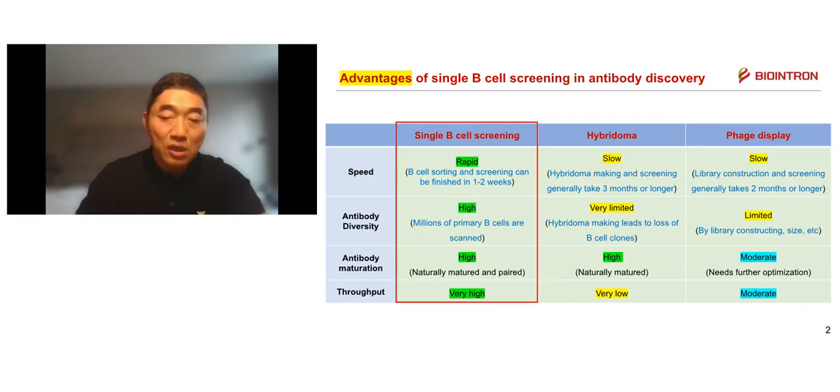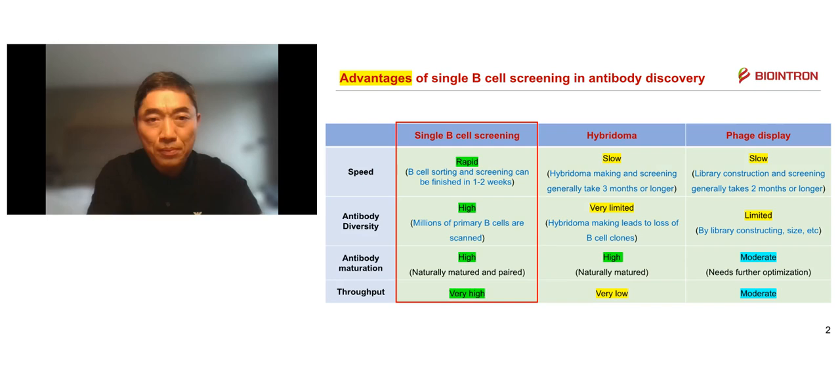So why is single B cell screening in antibody discovery advantageous? We can tell from these points. First is speed. As I said, hybridoma making and screening generally take 3 months or longer. For phage, maybe not that bad, but library construction, panning and screening still take like 2 months or even longer. But with single B cell screening, it's just 1 to 3 days, or 1 week, for B cell sorting, NGS and screening. That's why single B cell screening is a faster track.